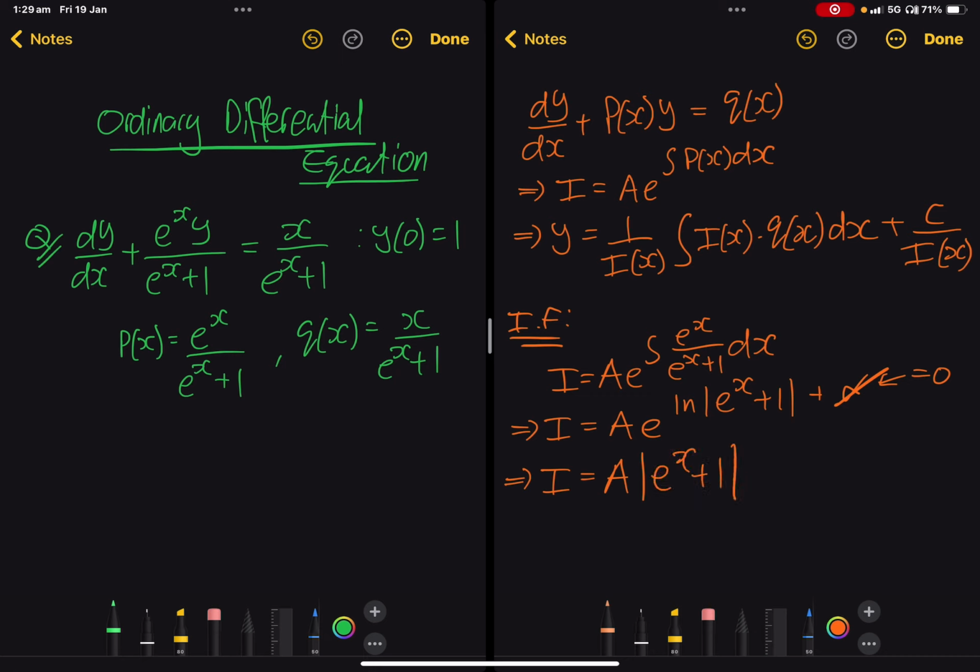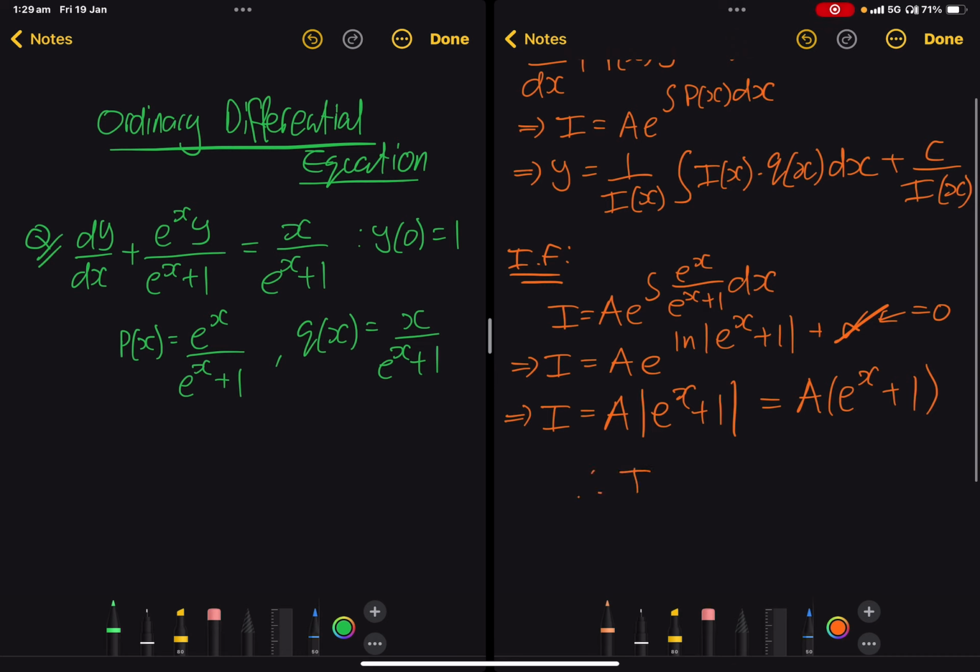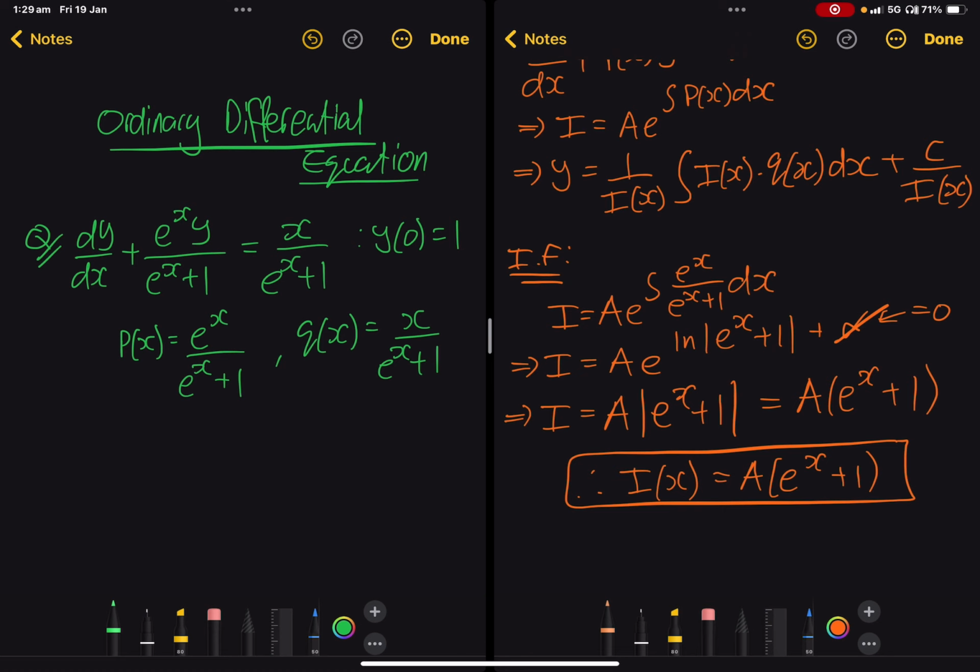Absolute value of anything takes that thing and makes it positive. So if the thing in the absolutes could be negative, you can't just turn it into brackets. If the thing in the absolutes can't be negative, you can just turn it into brackets. E to the x plus 1 is always positive anyway. So this is just going to become a times e to the x plus 1. So this is pretty nice. We now have our integrating factor, I of x, is equal to a times e to the x plus 1. So this is the first thing we need.